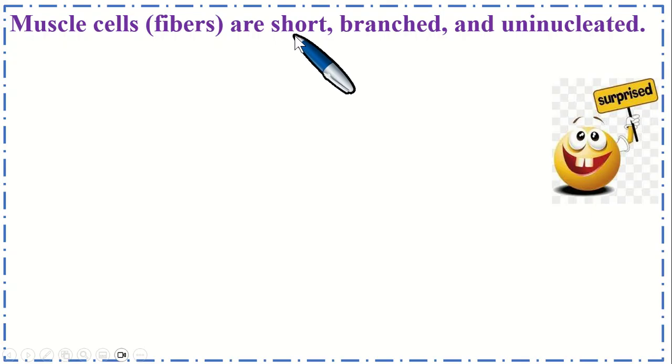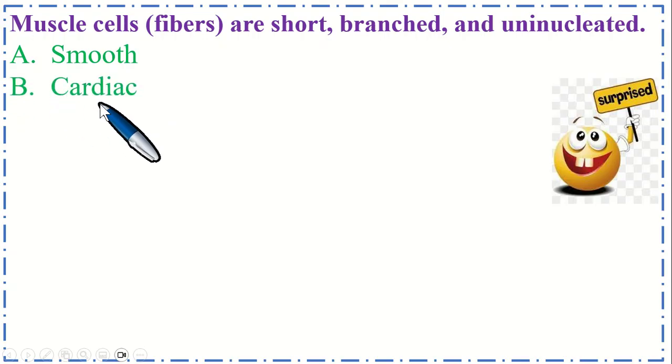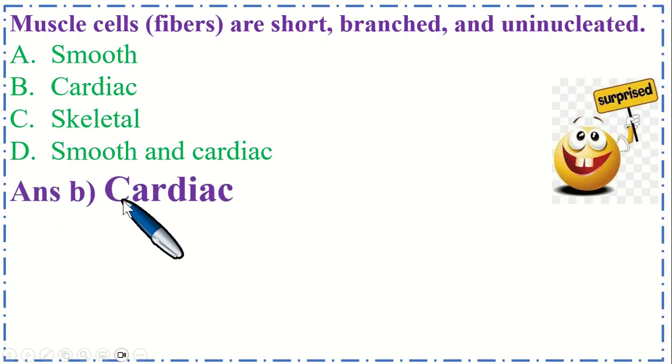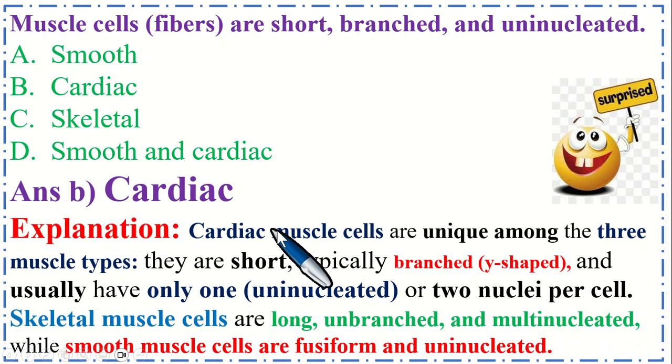Muscle cell fibers are short, branched, and uninucleated. Option A, smooth; B, cardiac; C, skeletal; and option D, smooth and cardiac. So the correct option is B, cardiac muscle. Cardiac muscle cells are unique among the three muscle types. They are short, typically branched, Y-shaped, and usually have only one or two nuclei per cell. Skeletal muscle cells are long, unbranched, and multinucleated, while smooth muscle cells are fusiform and uninucleated.